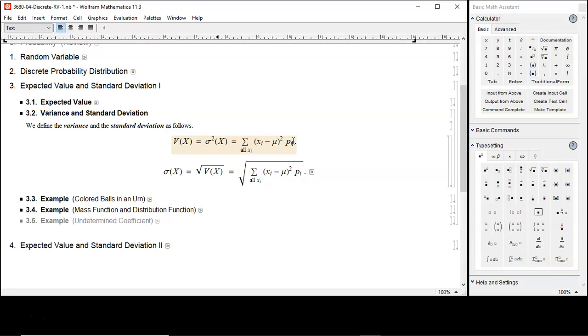Without the squaring, if you just calculate this, then you're going to get 0 because pluses and minuses will cancel each other out.